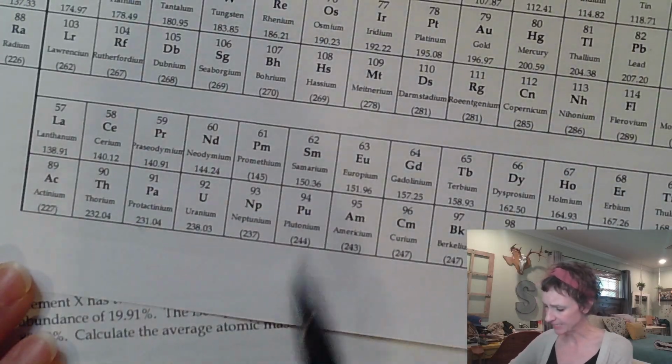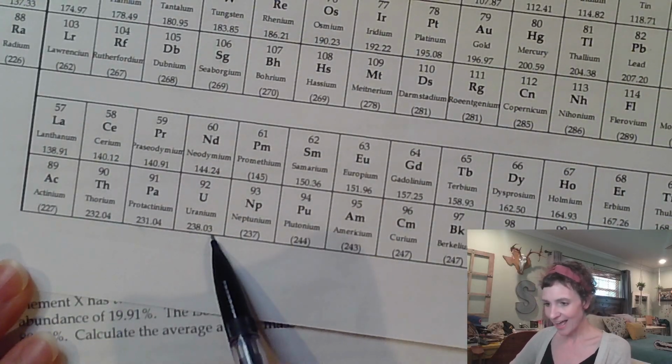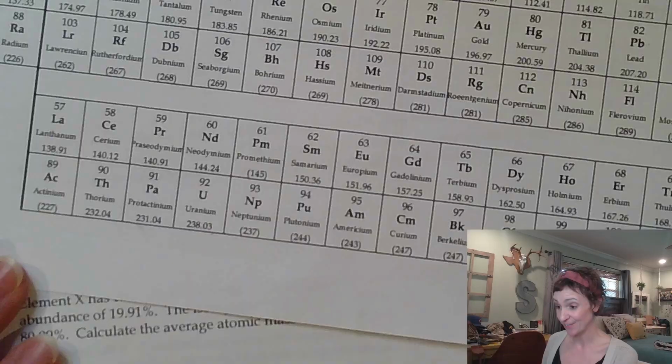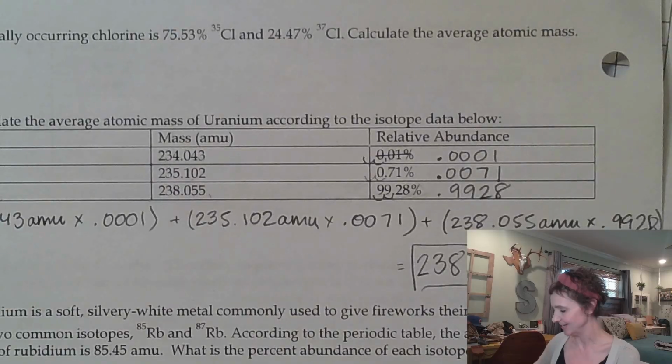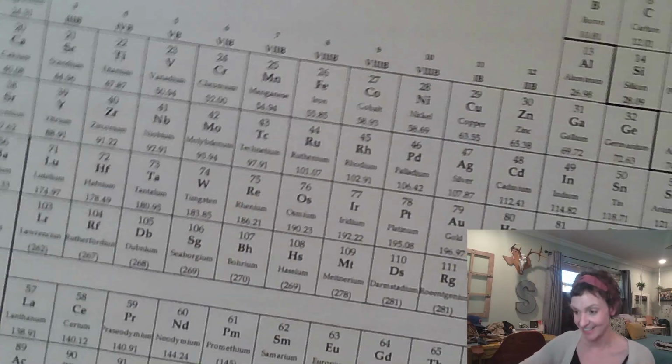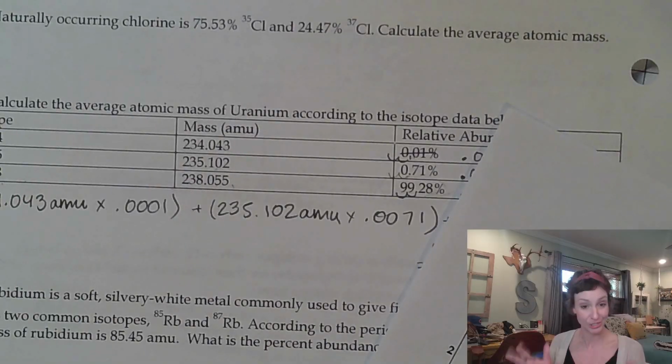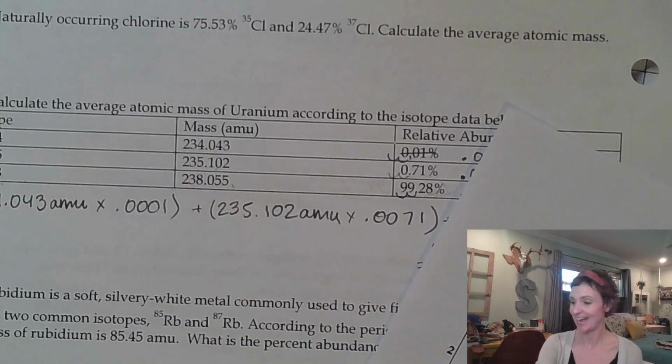So your uranium is down here on the bottom. Wow, that makes me feel real nice and cozy inside. Once again, your periodic table is here for you guys to check your work, right? But you cannot just say, oh, well, the answer is, let me grab my periodic table. I want to see that math work shown. So that's our lesson on average atomic mass, and I hope that you guys had a lot of fun with that, and I will see you tomorrow.